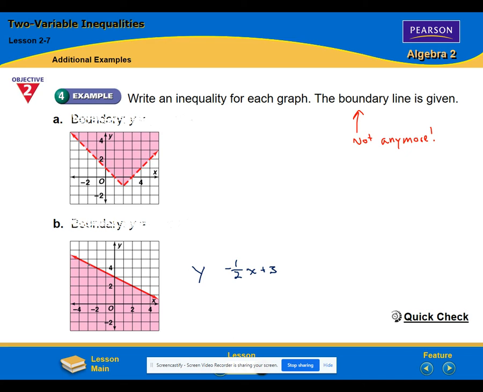It's going to be or equal to because that's a solid line. And because the shading is down, it's going to be less than. Okay, so that's all the components of what we need there. Y is less than or equal to -1/2 x plus 3.